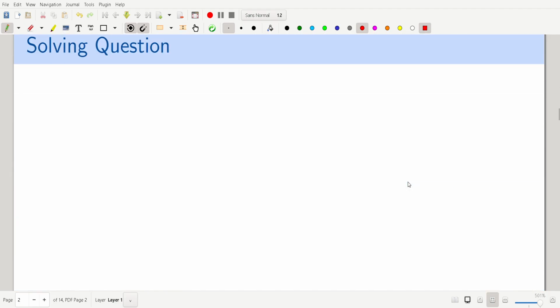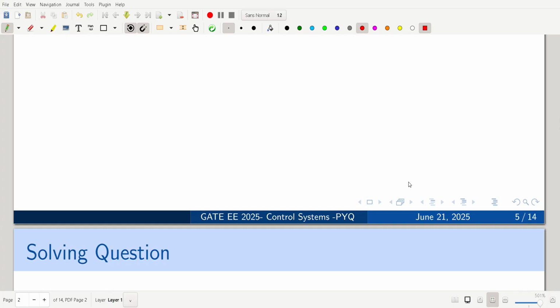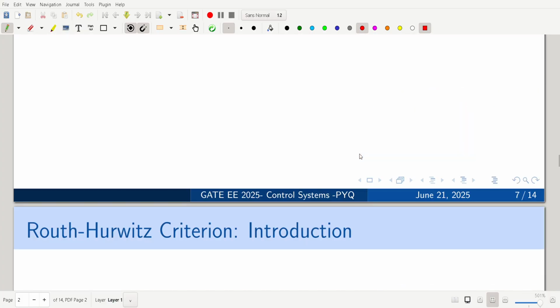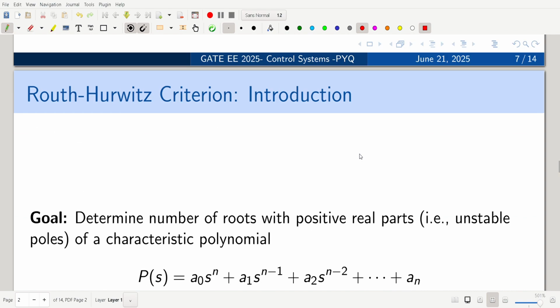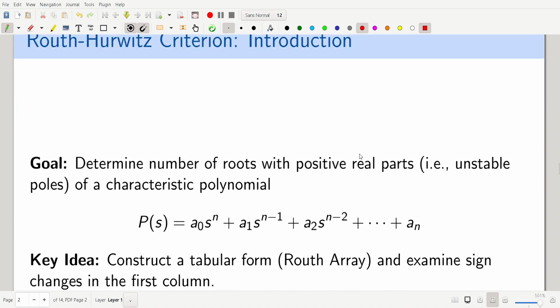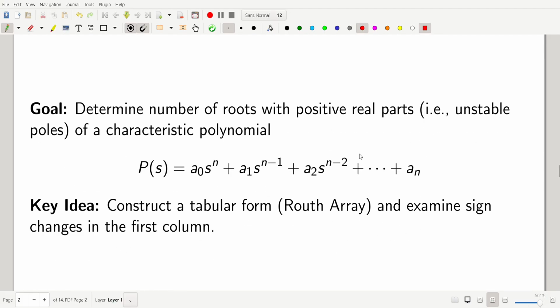I think it is easy to recall and then solve this question. Basically, the Routh-Hurwitz criterion we use to find out the number of roots that lie in the left of the S plane, the left hand side or right hand side. Rather than finding the exact roots, we find the number of roots.